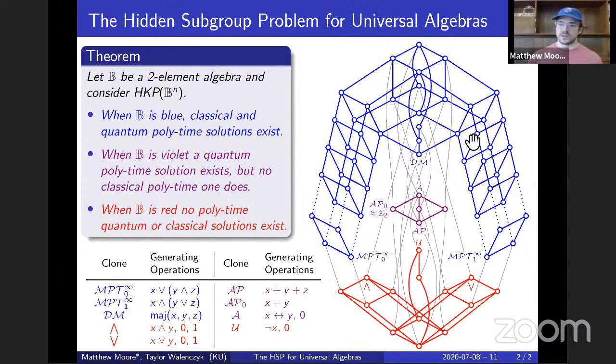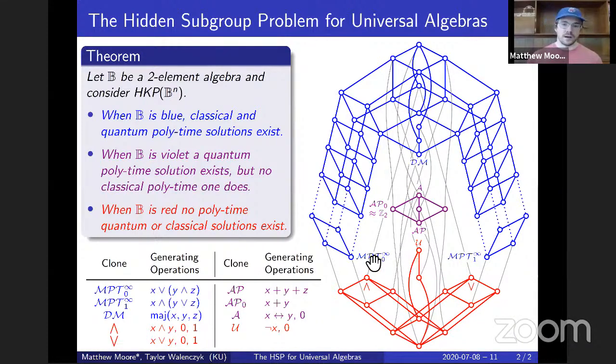When it falls into this sort of central purple area here, then we get super polynomial speedup, meaning we have a polynomial time quantum algorithm, but the classical algorithm is essentially brute force. You cannot do better than essentially a brute force algorithm. And then if you fall into the red portion of Post's lattice, then for both classical and quantum computers, you essentially can do no better than brute force.